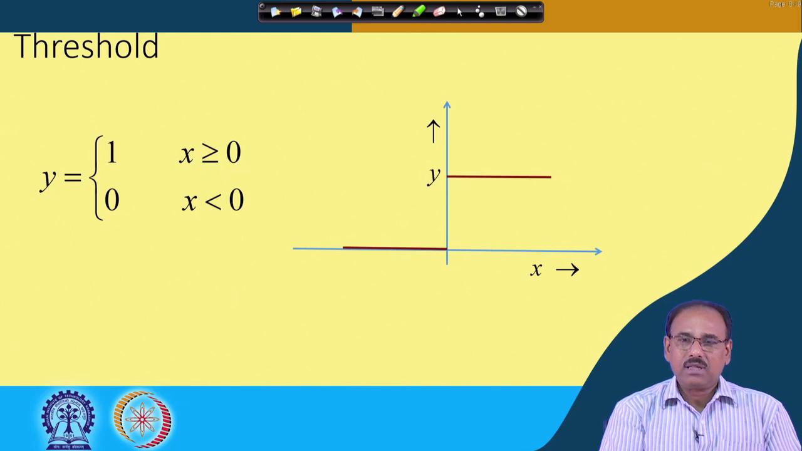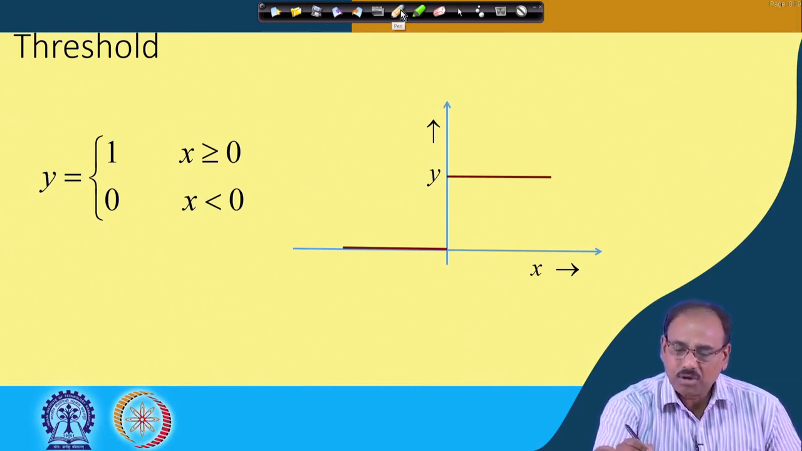So now let us see what are the different kinds of nonlinear functions that can help us in such a nonlinear mapping. One of the nonlinear functions which we will use is what is known as the threshold function. It is a very, very simple function. The threshold function says that if y is a function of x, then the output, the dependent variable y, will have a value of 1 if x is greater than or equal to 0, and it will have a value of 0 if x is less than 0.